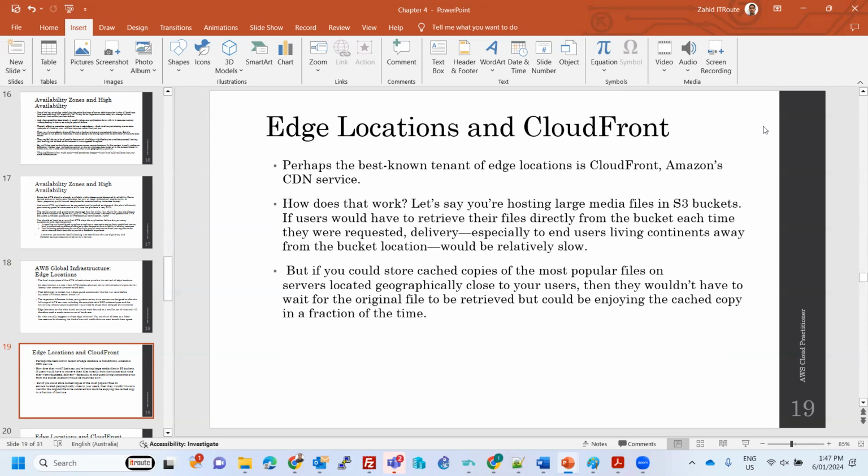That's the CloudFront. So edge location means which particular locations we should provide the services, and we can do this with CloudFront.